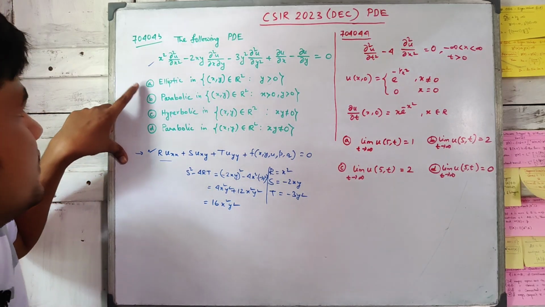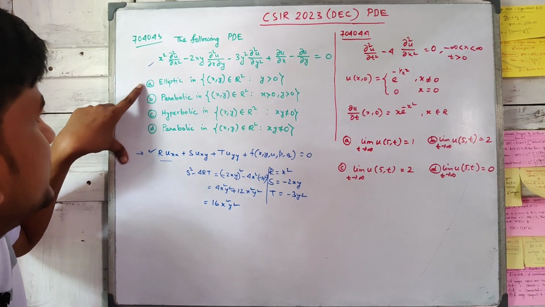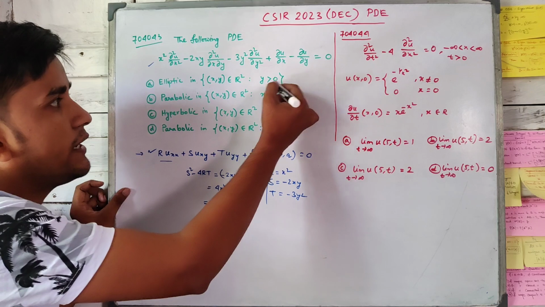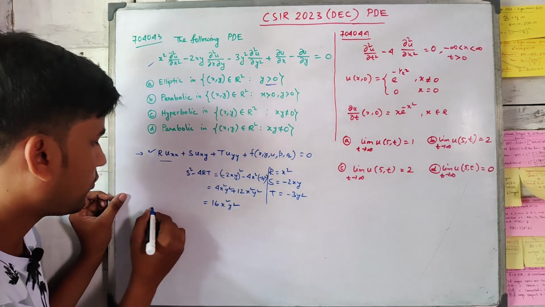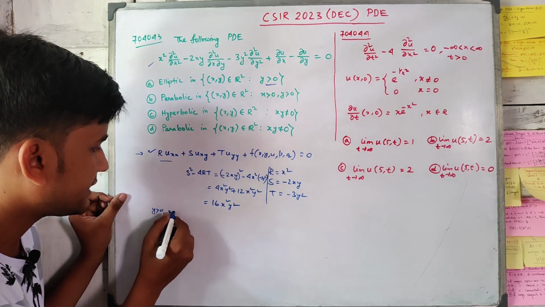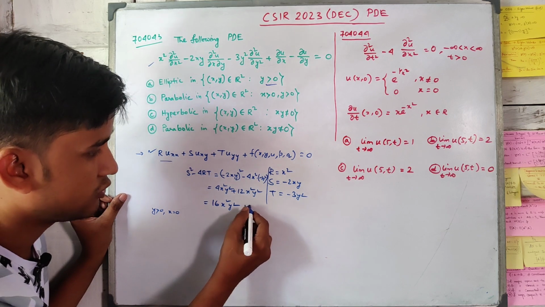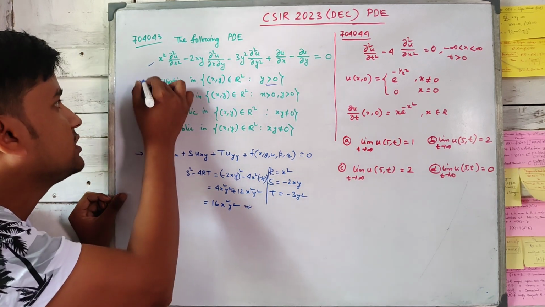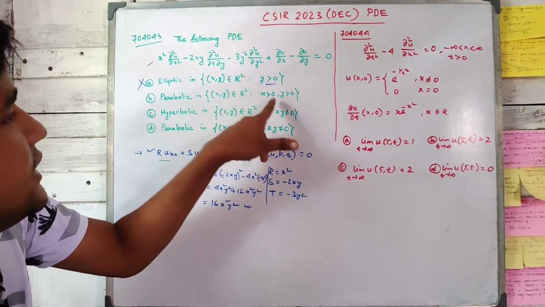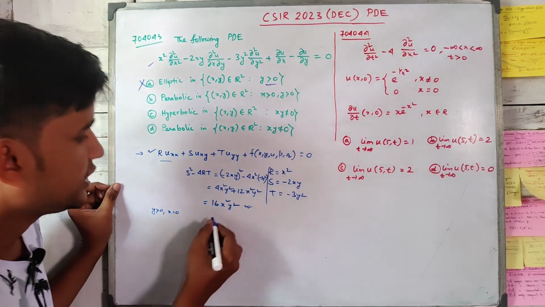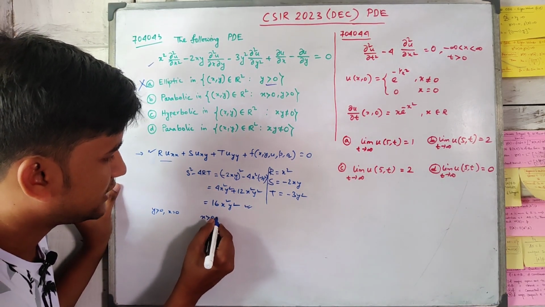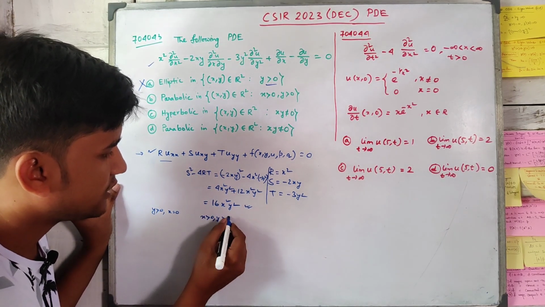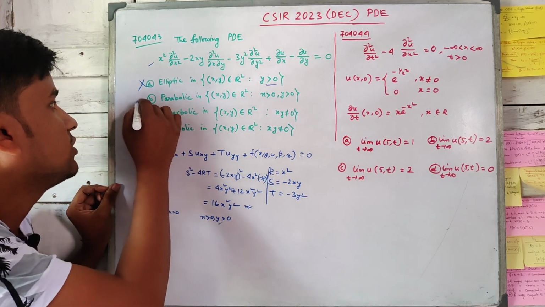Now option A says that it is elliptic in the region for only y greater than 0. But if y is greater than 0 and x equals 0, then this S square term goes to 0. Therefore this option is not right. Parabolic in the region x greater than 0, y greater than 0? No, if x and y both are greater than 0, then this S square term is obviously positive. So this is also incorrect.